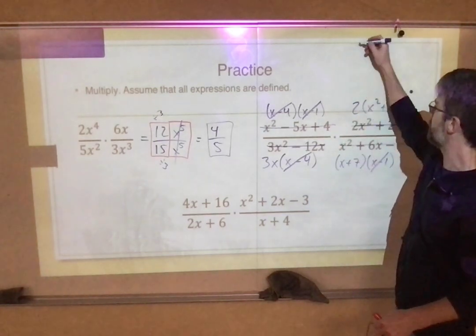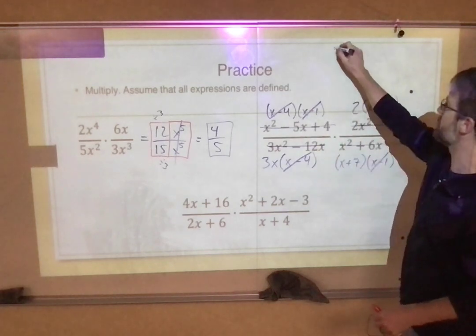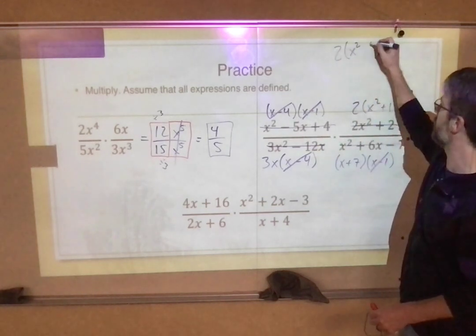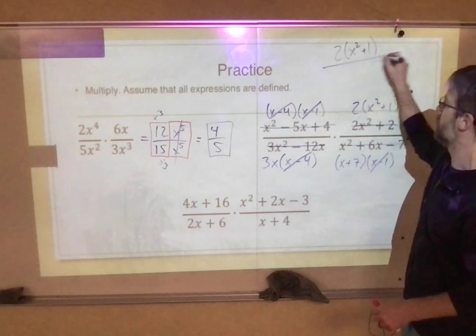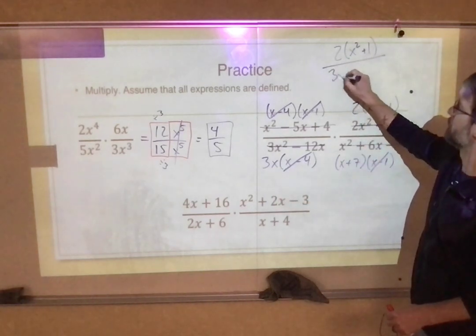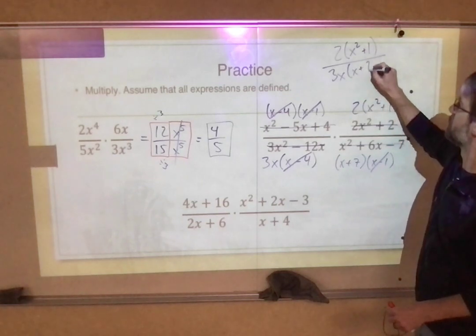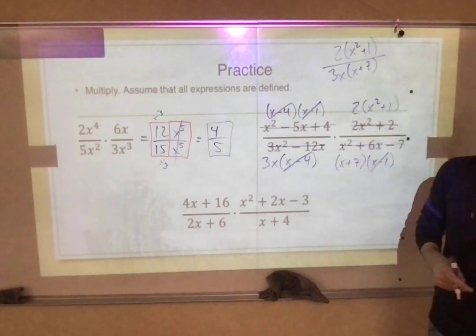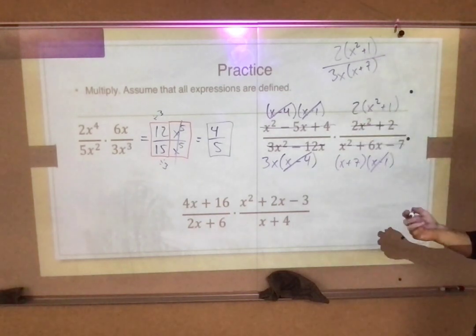So my final answer for this one on top is the 2 times x squared plus 1. And in the denominator, 3x times x plus 7. And again, we'll just leave that in its factored form.